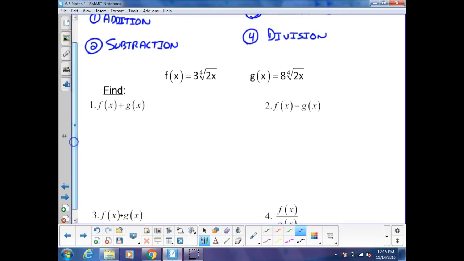Then, what we need to do is rewrite them. So f of x here would be 3 times the fourth root of 2x plus 8 times the fourth root of 2x. Now, the question that I have is, are those like terms? Okay. They're both fourth roots of 2x. So if I have 3 of them and you give me 8 more, how many of them do we have? 11. So this is 11 times the fourth root of 2x.